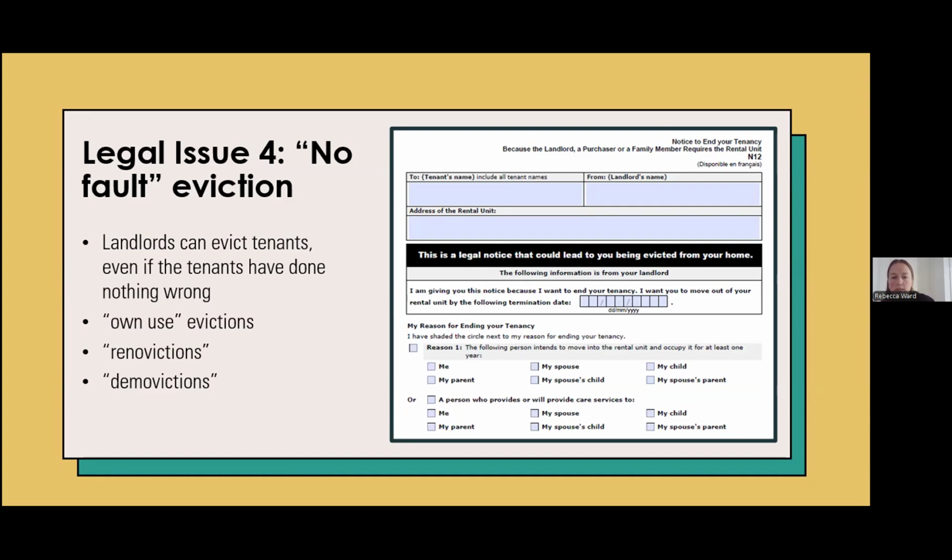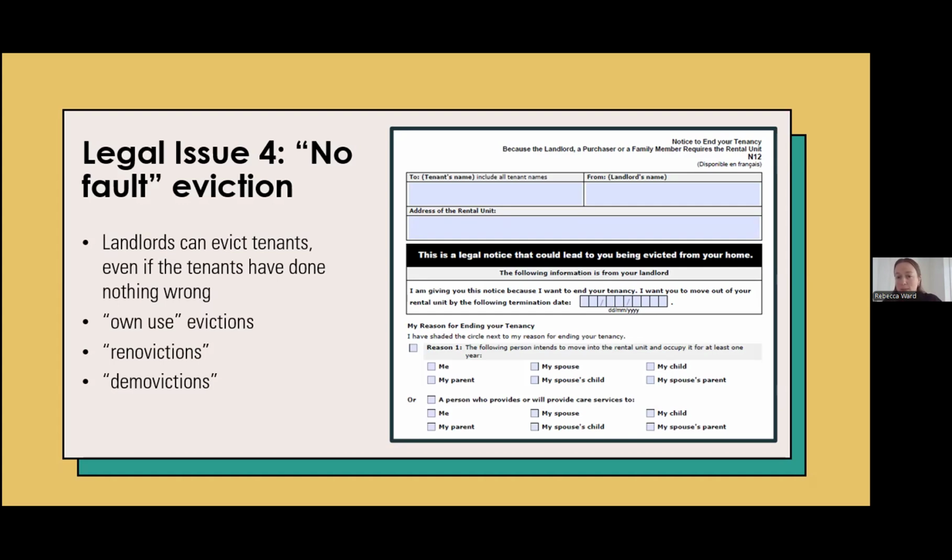And so we can see on the screen the N12 on the second half of the image. My reason for ending the tenancy is that the following person intends to move in and occupy the unit for at least a year, and then they check off who it is. These types of cases are really, really hard because in order for a tenant to be successful in stopping an eviction, they need to prove that the landlord is acting in bad faith and that the person who's supposedly going to move in is not actually going to move in. And it's so much harder to disprove somebody's plan than to just show good faith.